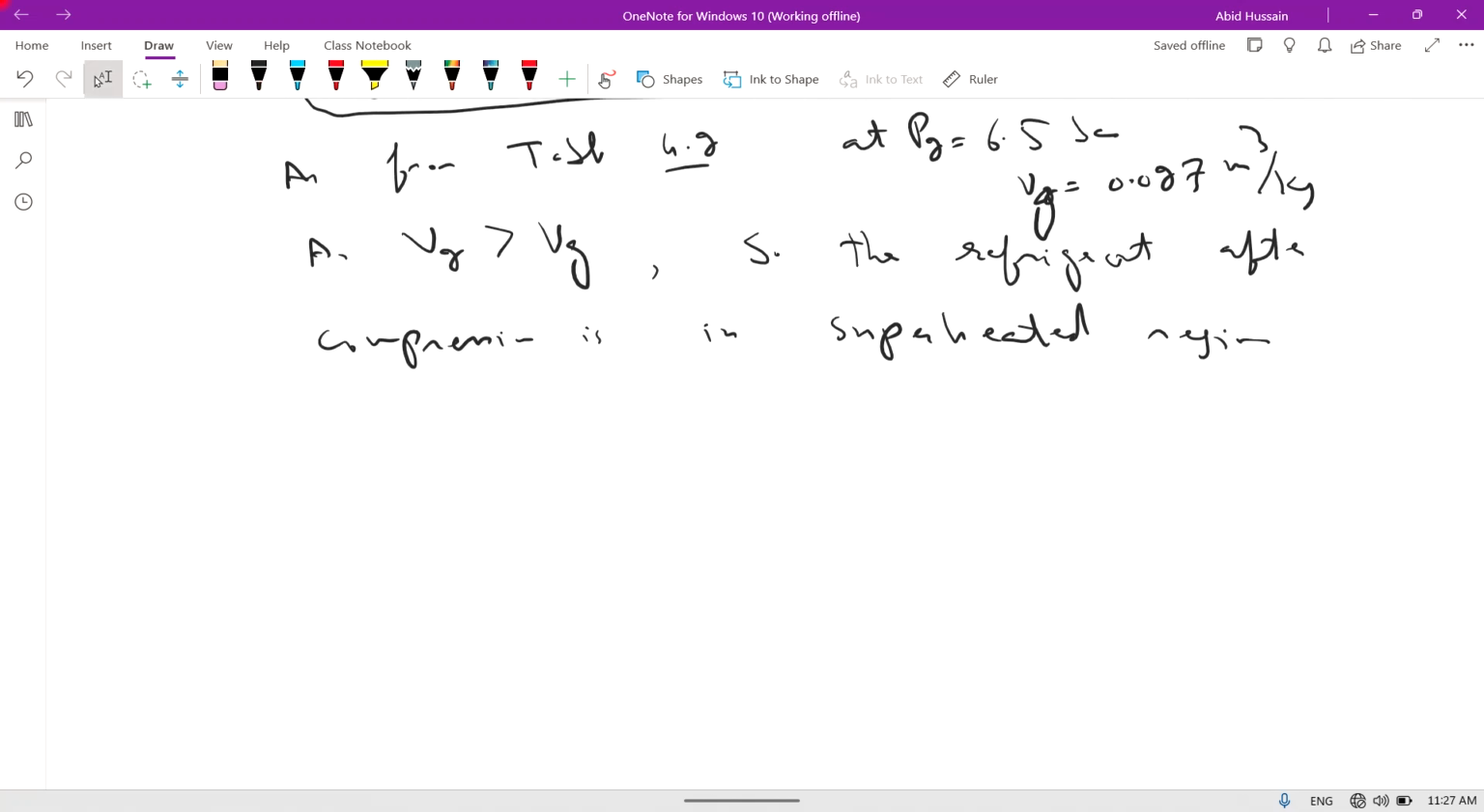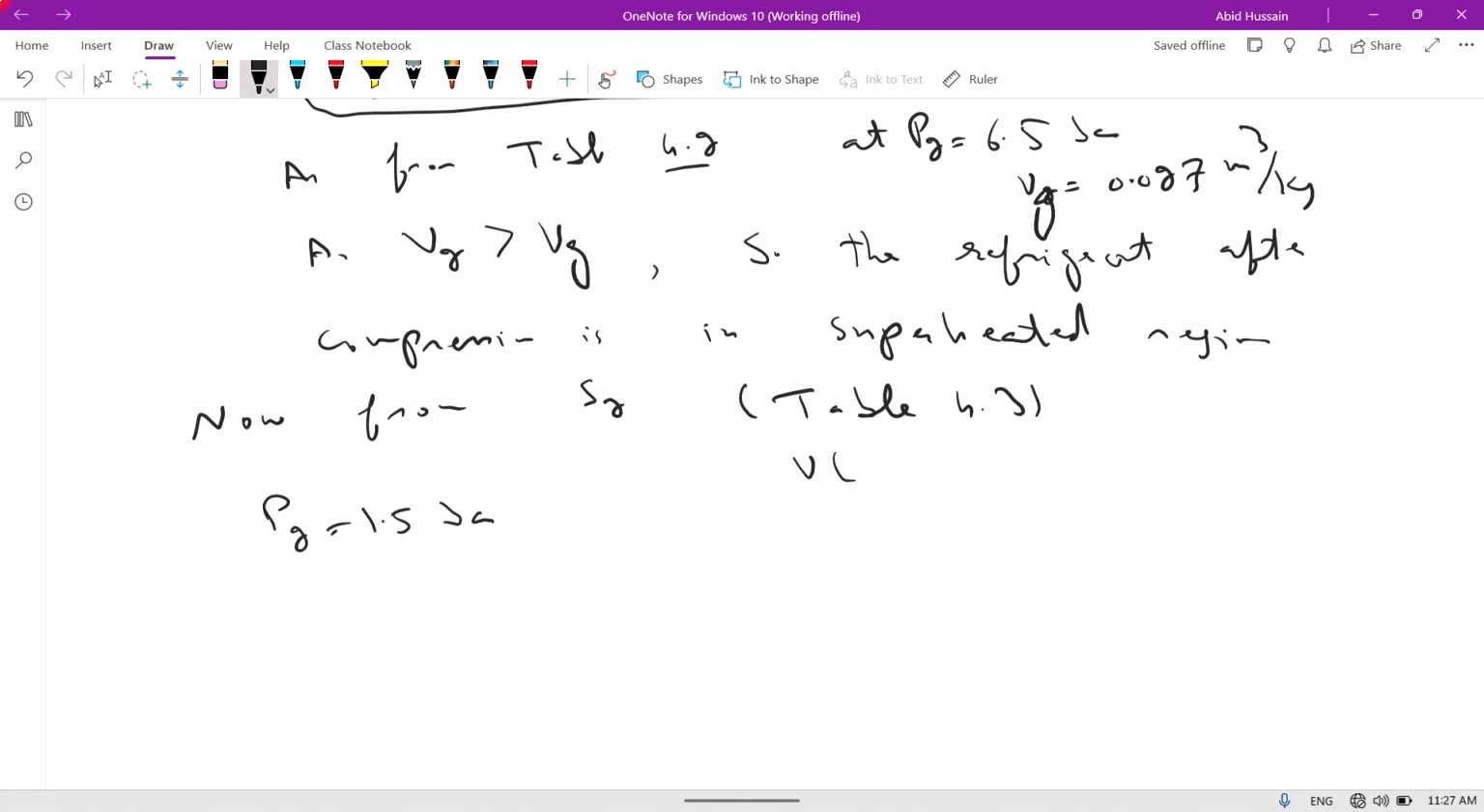Now for S2. At pressure, using table 4.3, P2 is equal to 1.5 bar, and the volumes in meter cube per kg available in the table are 0.030 and 0.034, but 0.032 is not available. So we will do interpolation.